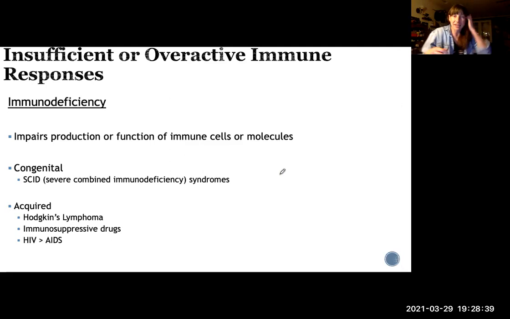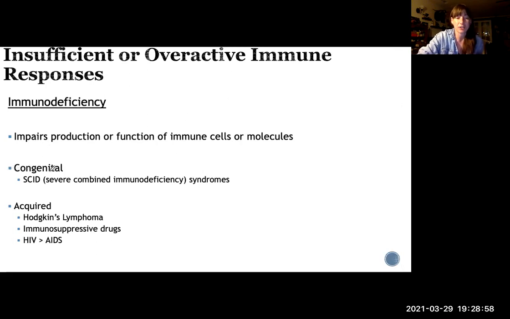A couple of things that can go wrong. So let's talk about some stuff that can go wrong. Immunodeficiency, right? So if something causes the production or the function of immune cells to be impaired, then you are unable to launch an immune response against a pathogen.